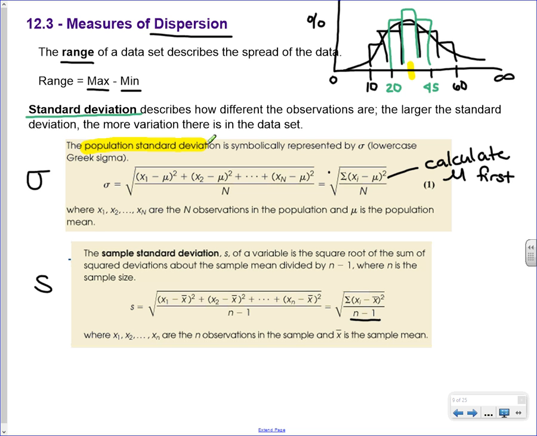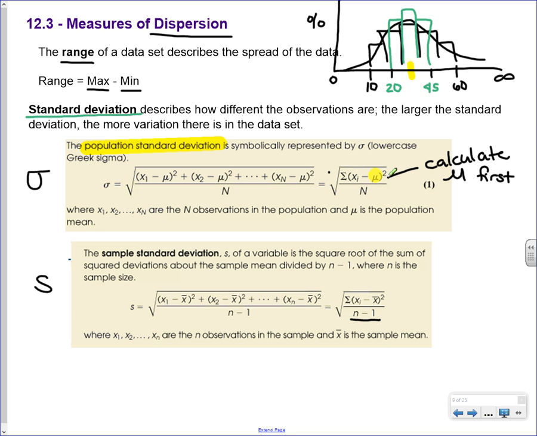Population standard deviation is our standard deviation that we would calculate from population data. Okay, so like if we were dealing with census data or some sort of data that included everybody from the population, we would be calculating a population standard deviation. To calculate that, first we calculate mu because that is in the formula. Remember, mu is our population mean. We take each of the observations and subtract the mean.